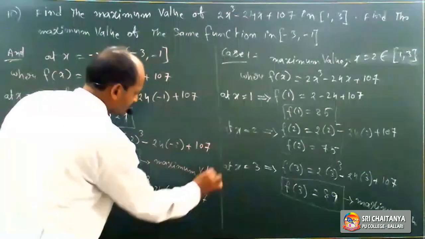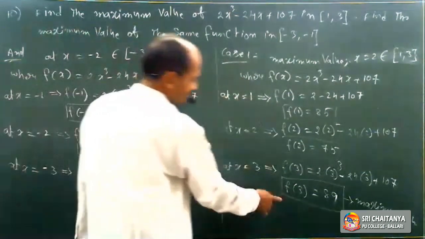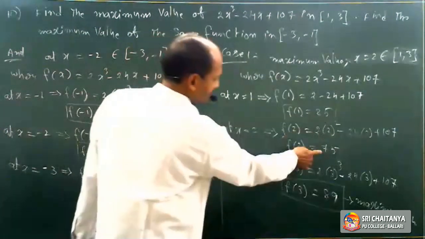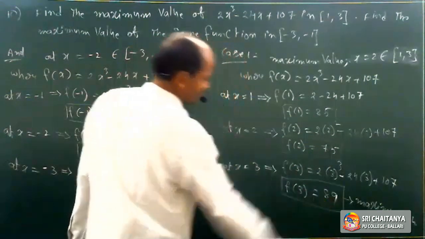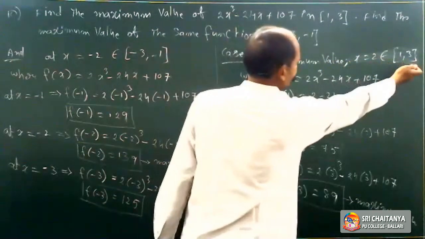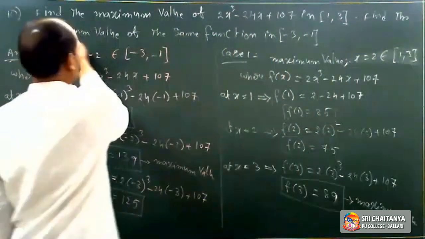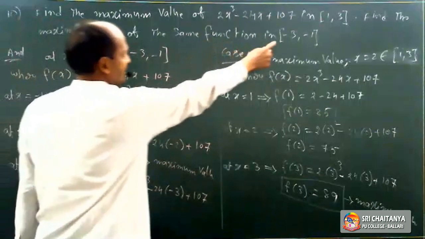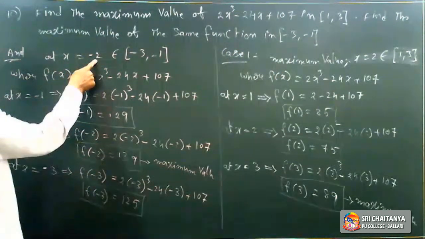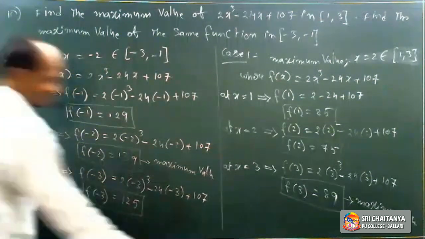Maximum value. So previous one, f of 3 is equal to 89. It is 85, 75, 89. It is the maximum value when x equal to 2, which is in between 1, comma 3. First question, and maximum value of the same function in minus 3, minus 1. That means minus 2. Okay, right in continuation.